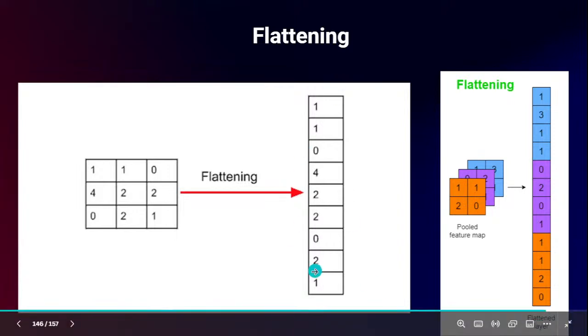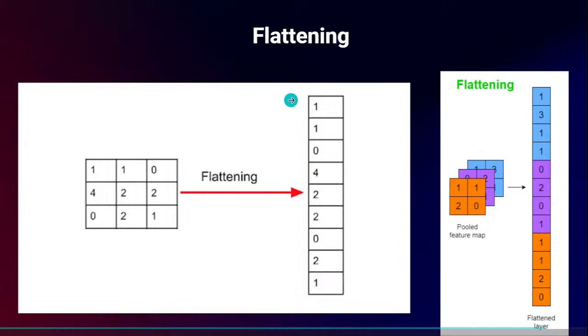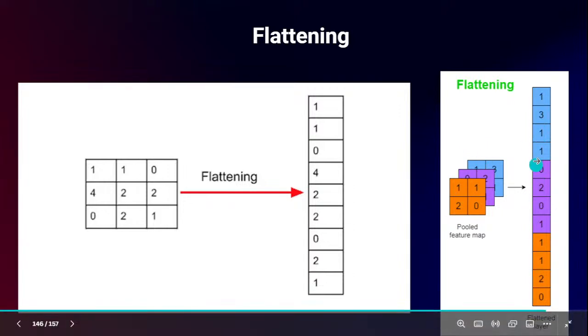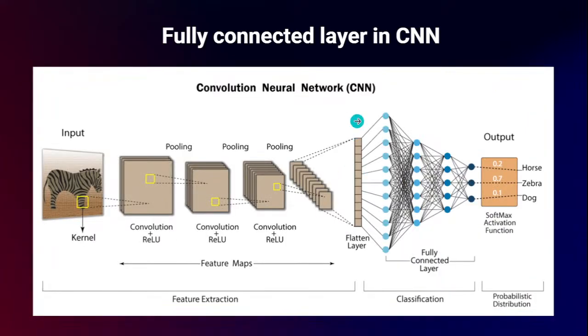This is what flattening is. If you have a matrix like this, it is flattened into a single layer. See here, 1 1 0 4 2 2 0 2 1. If it's a 3 channel input, then it is converted in this particular format. This is flattening. Once this is done, it is going to get connected to your fully connected layer.